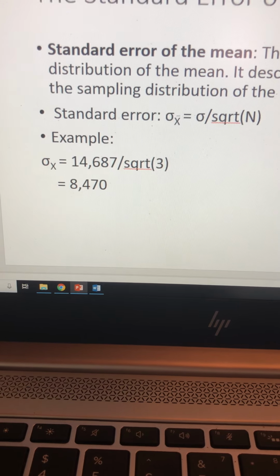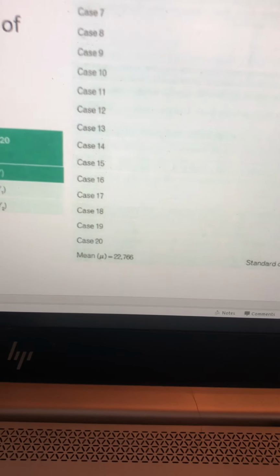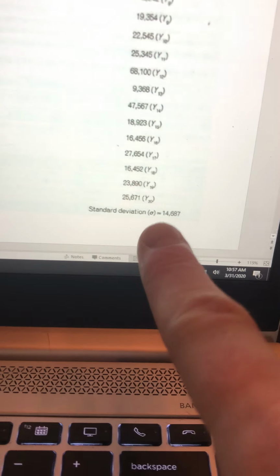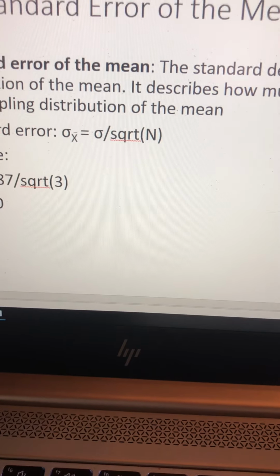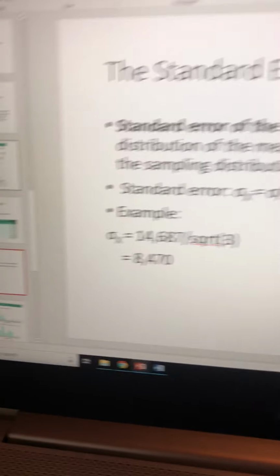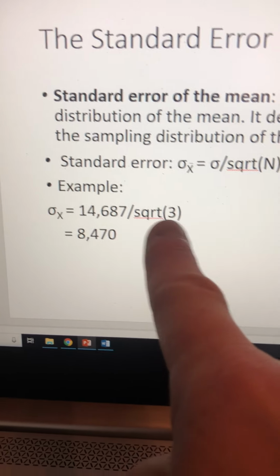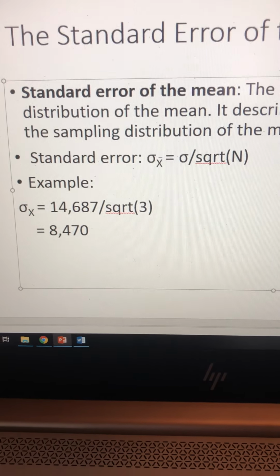So to get the standard error of the mean, again, the calculation is pretty simple. Go back to our example. In our hypothetical example, we know the population mean and we know the population standard deviation, 14,687. So in order to get the standard error of the mean, we just take our population standard deviation, 14,687, and divide by the square root of 3. That was our sample size. We took a sample of 3, okay?